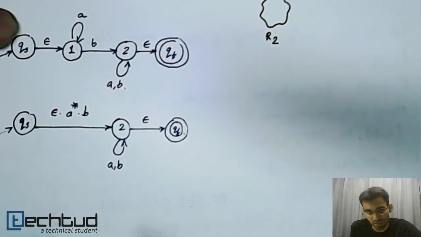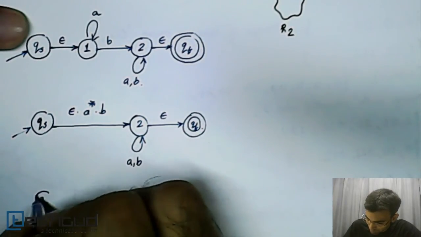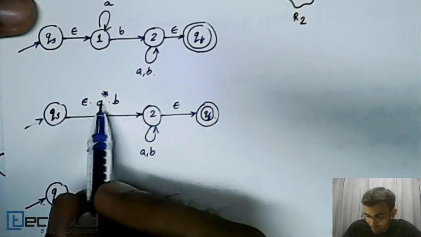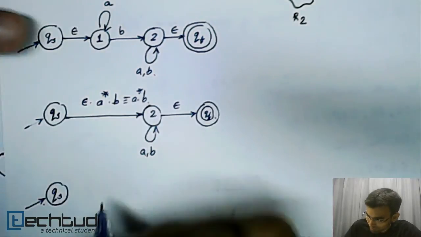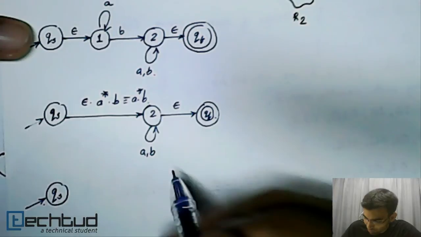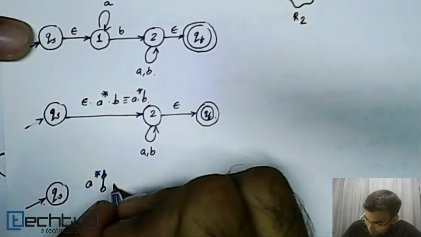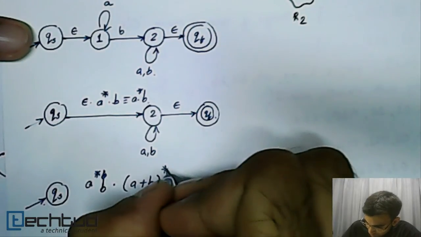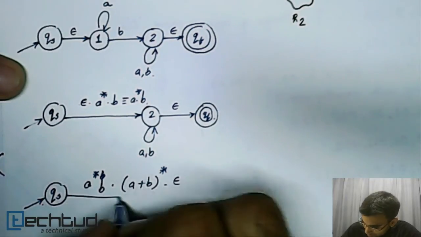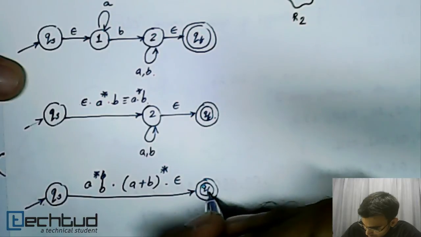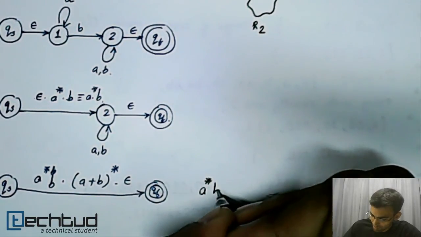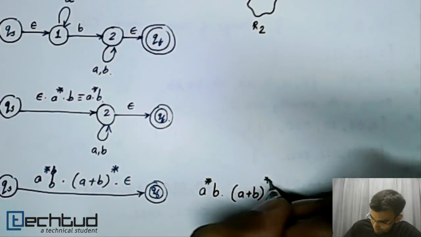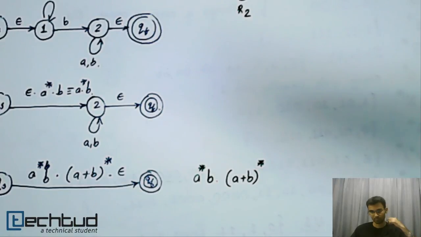Next we delete 2 from the state machine, and what we get is Qs. So epsilon A star B is equivalent to writing A star B, followed by A or B the whole star followed by epsilon. So you have A star B followed by A or B the whole star because of the loop, followed by an epsilon, which takes you from the dummy start to the dummy final state, and this is your final regular expression. So the regular expression turns out to be A star B (A plus B) the whole star. Alright, so this is a quick and short method to convert an NFA to a regular expression.